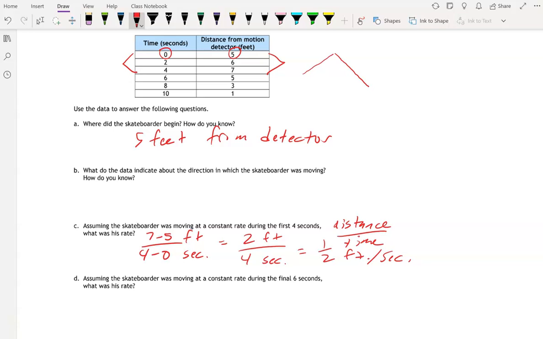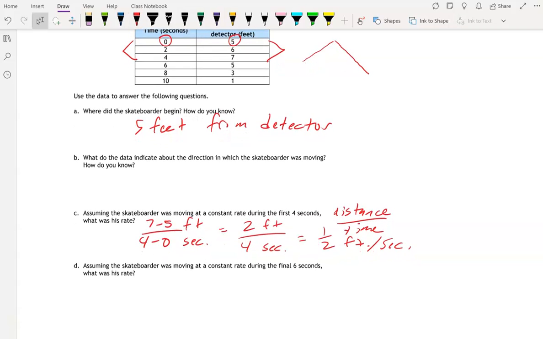Yes, 1/2 of a foot per second. Now, assuming the skateboarder was moving at a constant rate during the final 6 seconds, we would be going from there to there, and from there to there. Let's take a look at what that looks like. Remember, it's always distance over time.